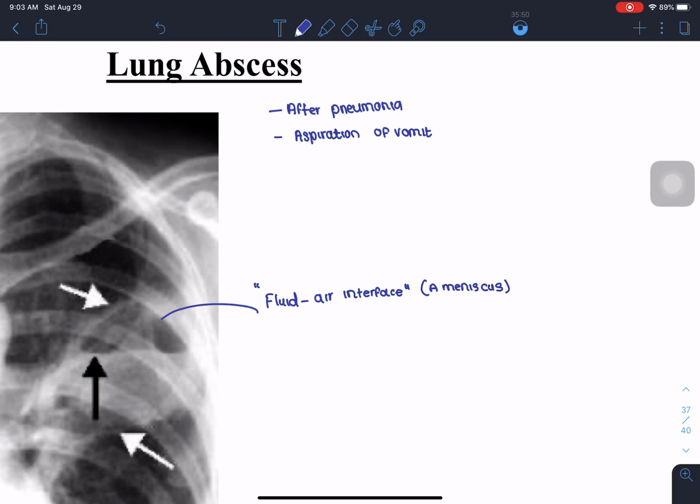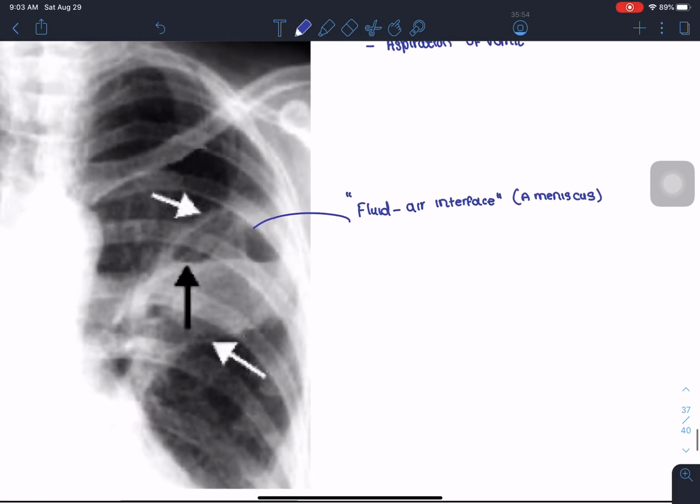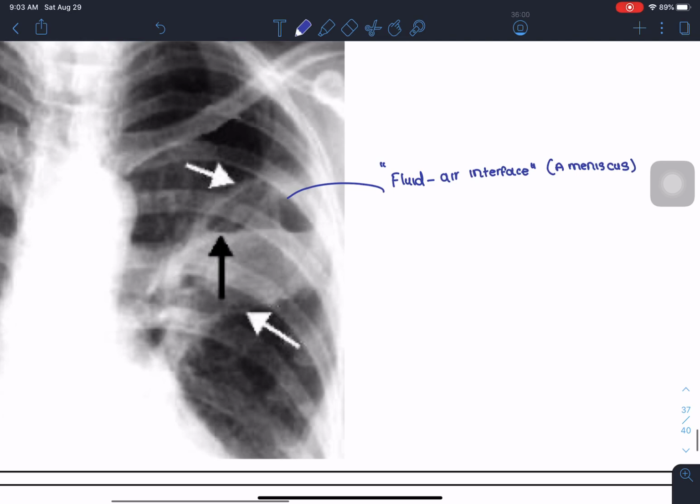We talked about this in inflammation, and that can be seen as a fluid air interface. Now if you look carefully here, you can see the interface. This is called a fluid air interface or a meniscus. You can clearly see the abscess.